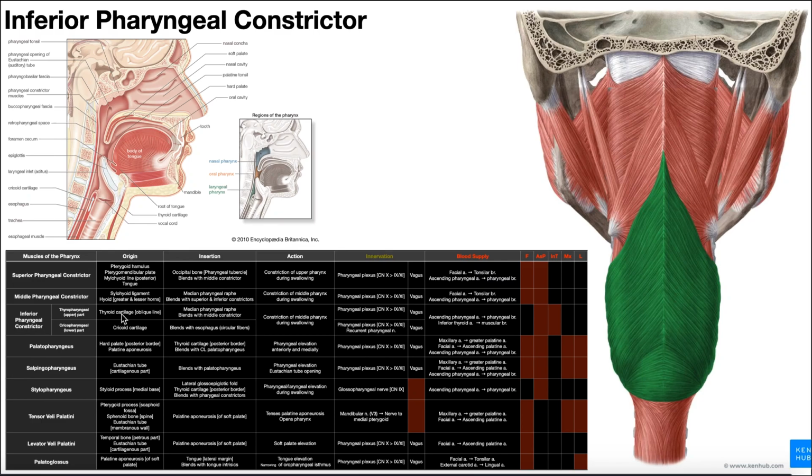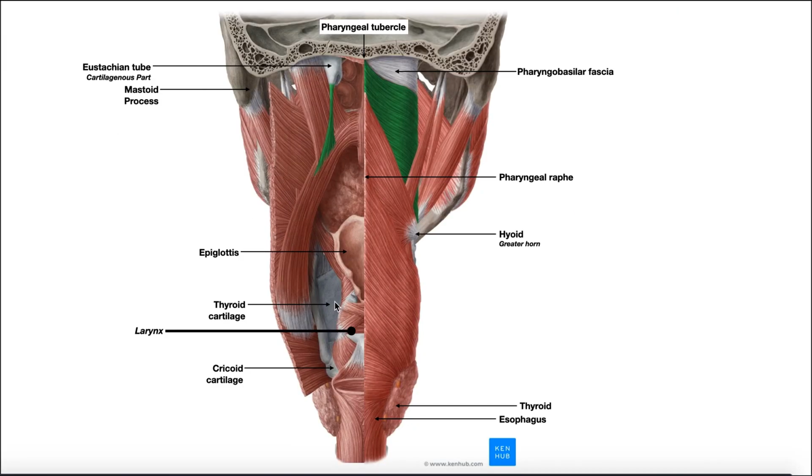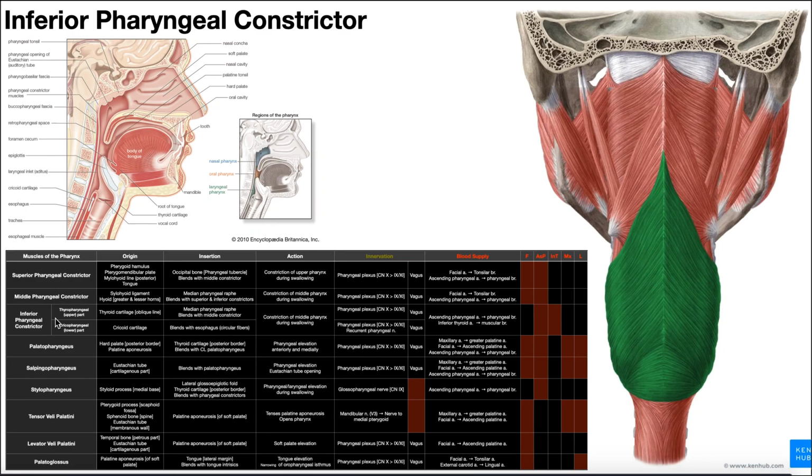This one is going to have its origin on the thyroid cartilage, specifically at the oblique line. If we go back to this anatomy video, you'll see the thyroid cartilage right here. From about this point right there, all the way down to the bottom, this is all the inferior constrictor. See, if you follow these muscle fibers, you'll actually see some of these going to the thyroid cartilage. The ones that go to the thyroid cartilage, those are going to be the upper part of the inferior constrictor. But down here is the cricoid cartilage, and you'll see some of those fibers go more to the cricoid cartilage. So when we look at this, the thyropharyngeal part originates on the thyroid cartilage. The cricopharyngeal, or lower part, originates on the cricoid cartilage.